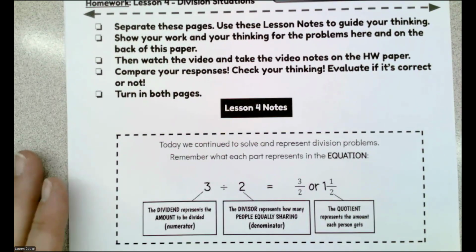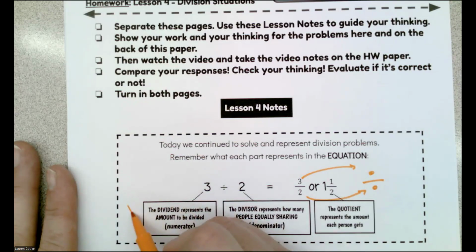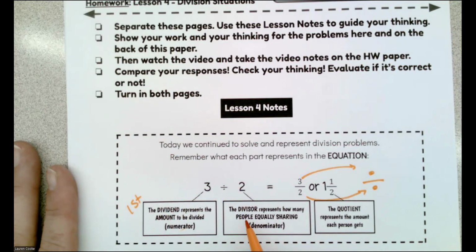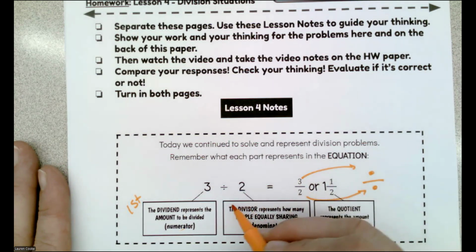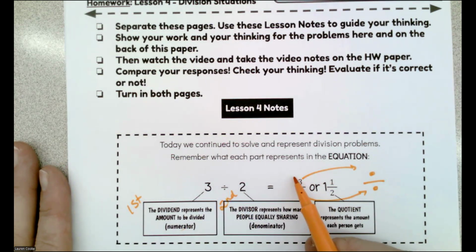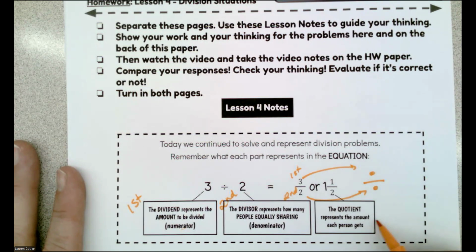So I know that division turns into a fraction because the division symbol is replaced by numbers. The dividend is always the amount to be divided, the numerator, the first number. The divisor is always the people equally sharing or the thing that's splitting. And it is always the second number. Just like up here, the numerator is first and the denominator is second. The quotient is the amount each person gets.